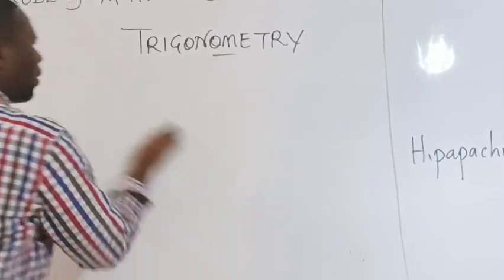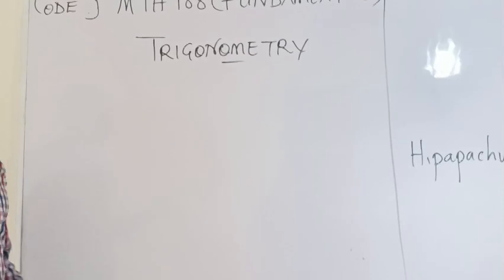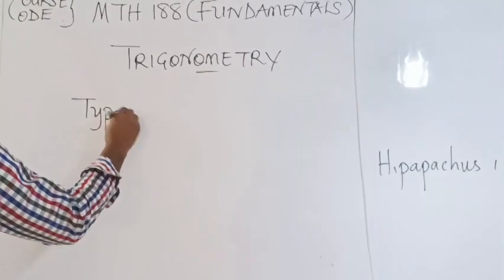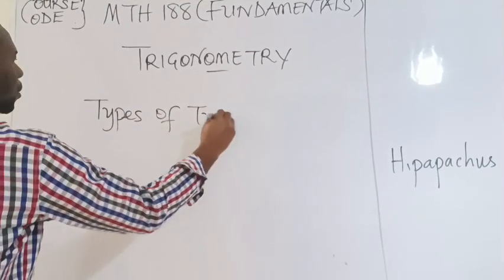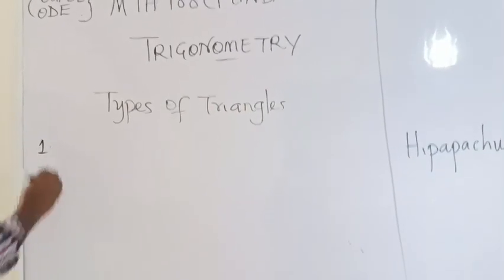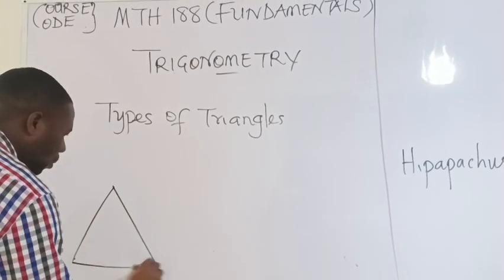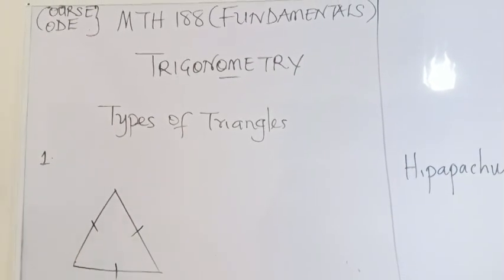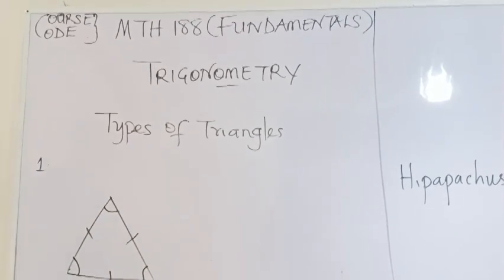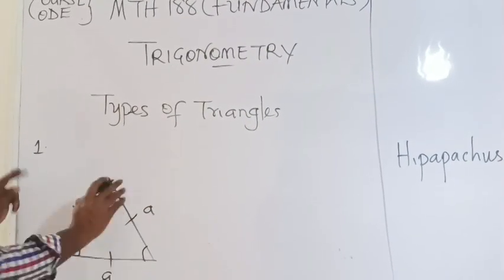All right, so let's move on. Now let me talk briefly about the types of triangles. So the first one is a triangle like so, whose sides and whose angles are equal. You are free to imagine this is side A, this is side A, this is side A. All the sides are equal.